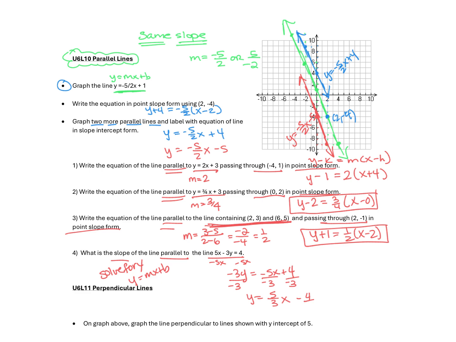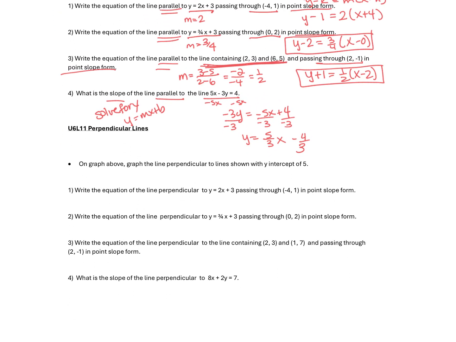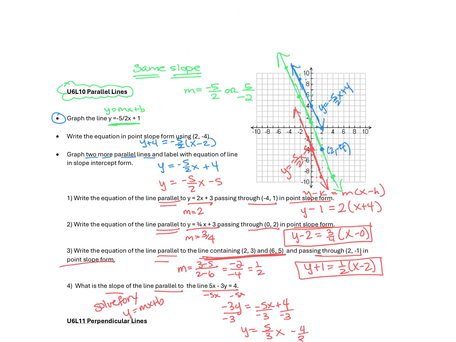Let's talk about perpendicular lines now. So let's look at perpendicular lines. It says on the graph above, graph the line perpendicular to the line shown with the y-intercept of 5. So let me see if I can go back up. So it wants to be perpendicular.